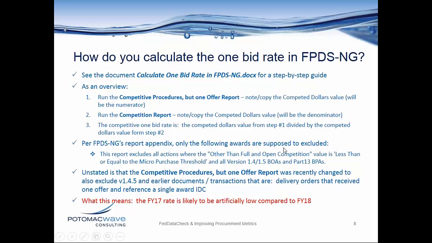Now there are some awards that are excluded. Those are awards where the other than full and open competition value is less than the micro purchase threshold. So micro purchases, as categorized by this field, are thrown out. And they also throw out BOAs and Part 13 BPAs. Not terribly significant because why?